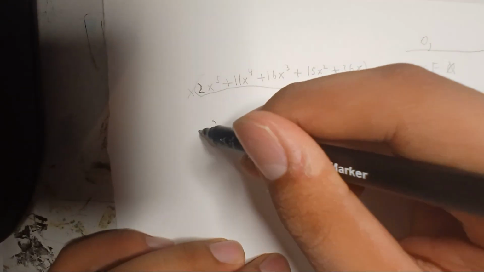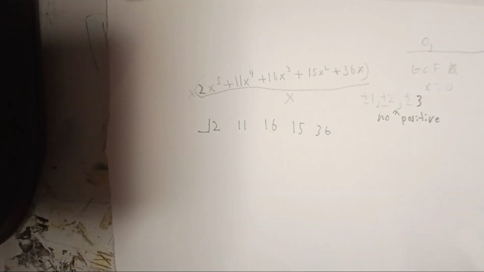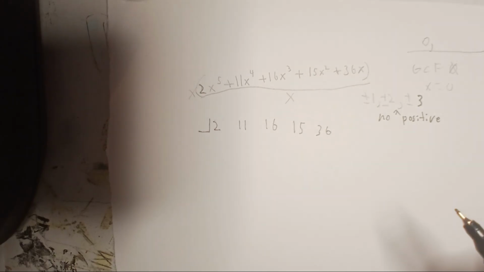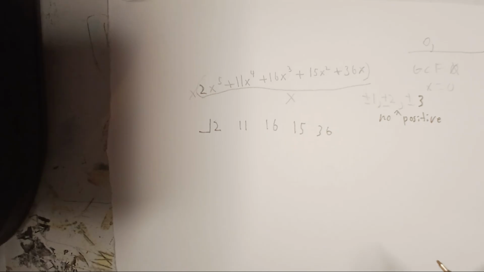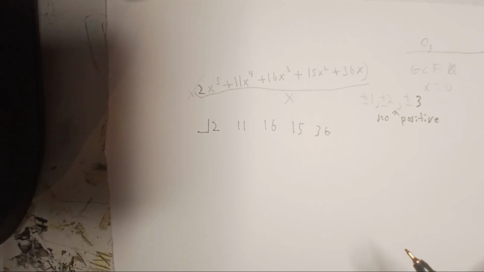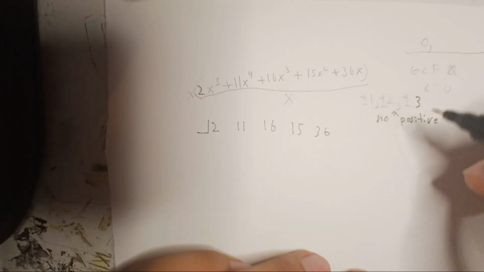Alrighty, so I now start synthetic division. I can start at -1, but for the sake of brevity, I'm going to start with -3, because if I did all that from -1 to -3, let's just start from biggest to smallest. Okay, -3.